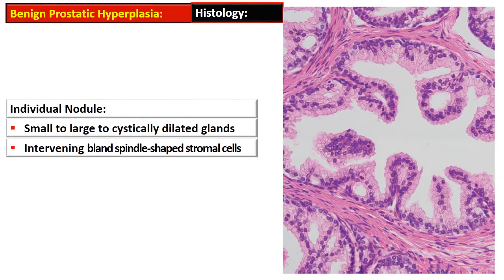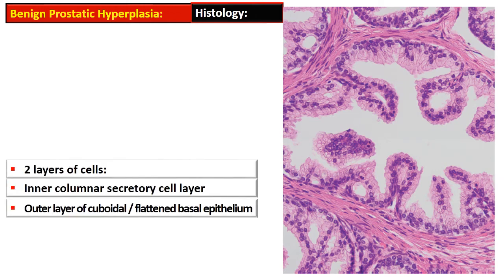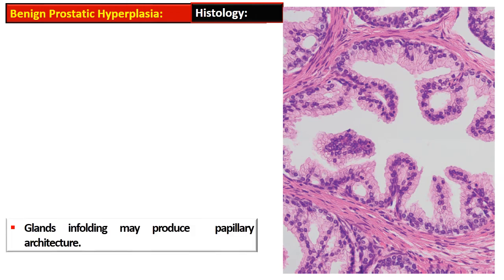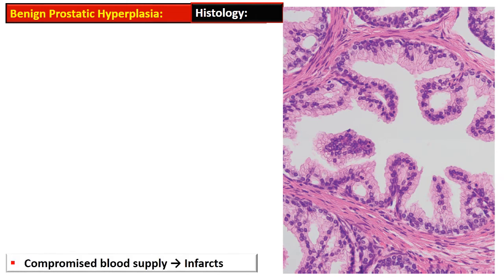The individual nodule is composed of small to large to cystically dilated glands, and these glands are separated by bland spindle-shaped stromal cells. The epithelium is double-layered, the inner columnar secretory cell layer and outer layer of cuboidal to flattened basal cells, and the gland infolding may form papillary projections, so the architecture is papillary.